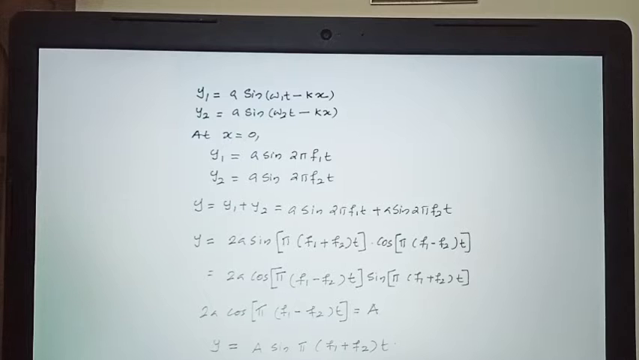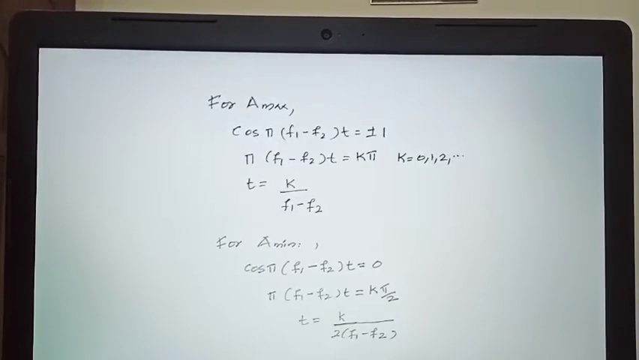Then only you can define how the amplitude of the resultant wave varies according to the frequency difference. The difference of frequency we have already defined for the definition of beat formation. Again, for maximum amplitude, cos(pi (f1 minus f2) t) should be plus or minus 1. For that, pi (f1 minus f2) t should be k pi, where k is equal to 0, 1, 2, etc. So t is equal to k by (f1 minus f2), where k is equal to 0, 1, 2, 3, etc.